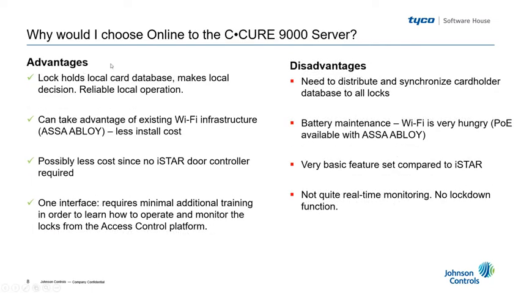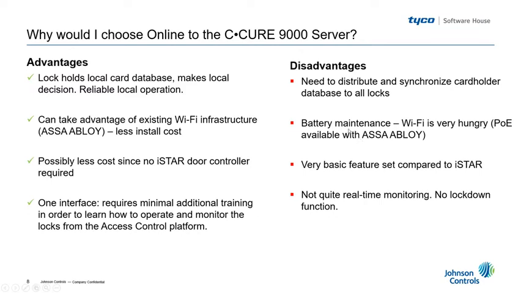Third one, again, these are very reliable in that the lock set holds the database to make the decision. And with the ASSA ABLOY lock sets, you can actually use Wi-Fi. You don't need extra hubs or extra infrastructure to get the locks online. Just use the existing Wi-Fi. Wi-Fi is everywhere, right? So these are very popular in universities where the dorm has Wi-Fi. Everyone has Wi-Fi, and they can just get these locks onboard that same network.